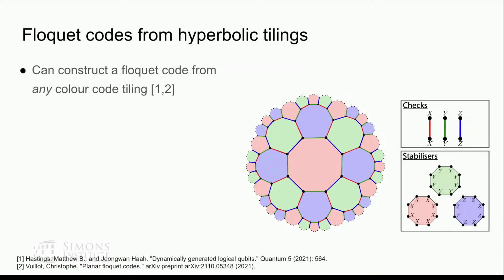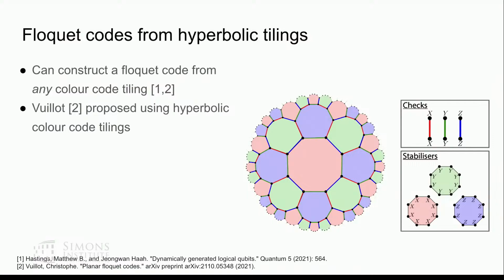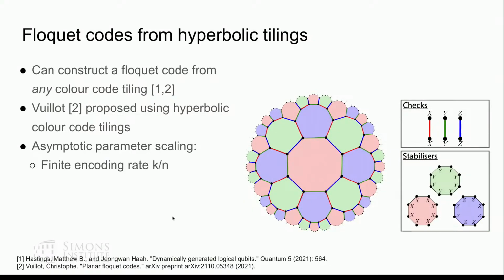So in this work, we're looking at constructing these Floquet codes from hyperbolic tilings, which was proposed by Christophe in the planar Floquet codes paper from 2021, where he pointed out that the asymptotic parameter scaling of these codes should be the same as hyperbolic surface codes because of this mapping to the embedded homological code.